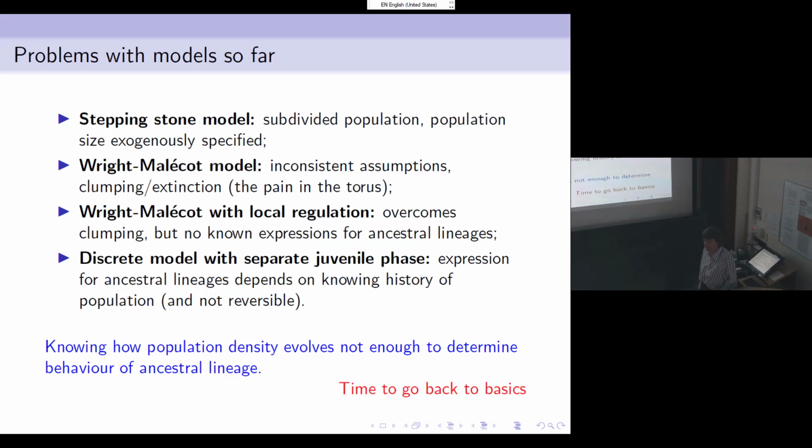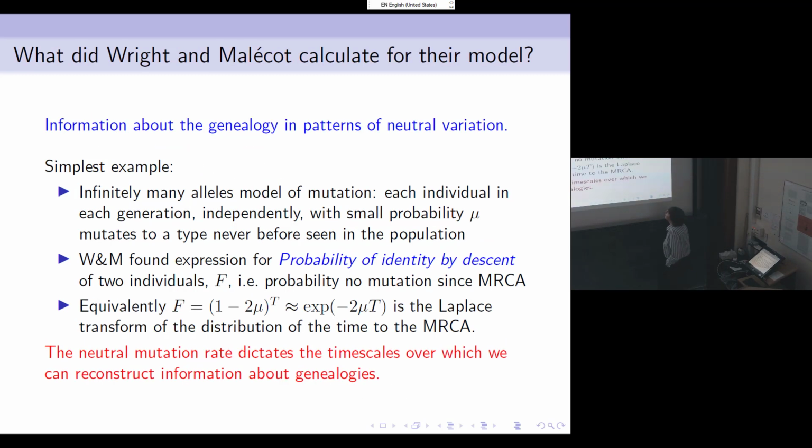Okay, back to basics. So let's start again. I told you that Wright and Malécot produced a formula that has been incredibly influential and important. So let's actually think about what that formula does. What it is concerned with, what it's exploiting, is the fact that there is information about the genealogy in patterns of neutral variation. And what we're going to be interested in is the genealogy of a sample of size 2. Let's not be too ambitious.